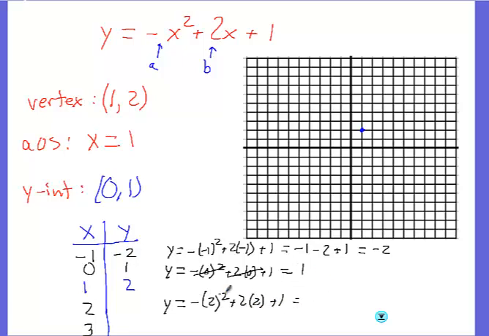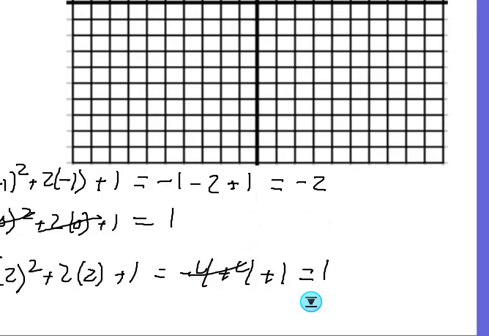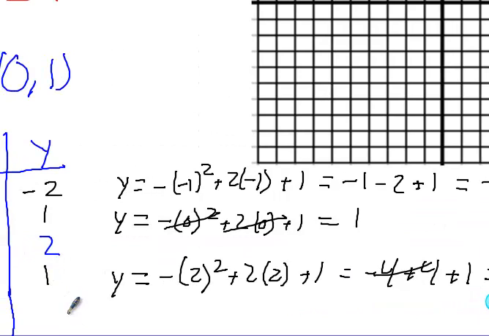So 2 squared is 4, times the negative 1 is negative 4, plus 4 plus 1 is just, nope, not 0. Again, that's just a positive 1 because the 4s are going to cancel. So when we're at 2, we're at positive 1, and then let's throw in a 3.